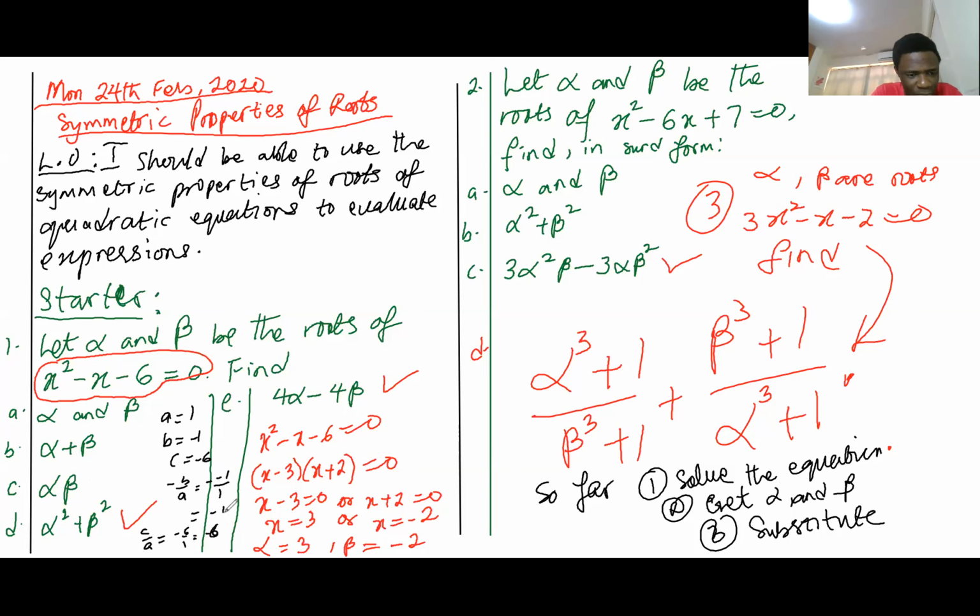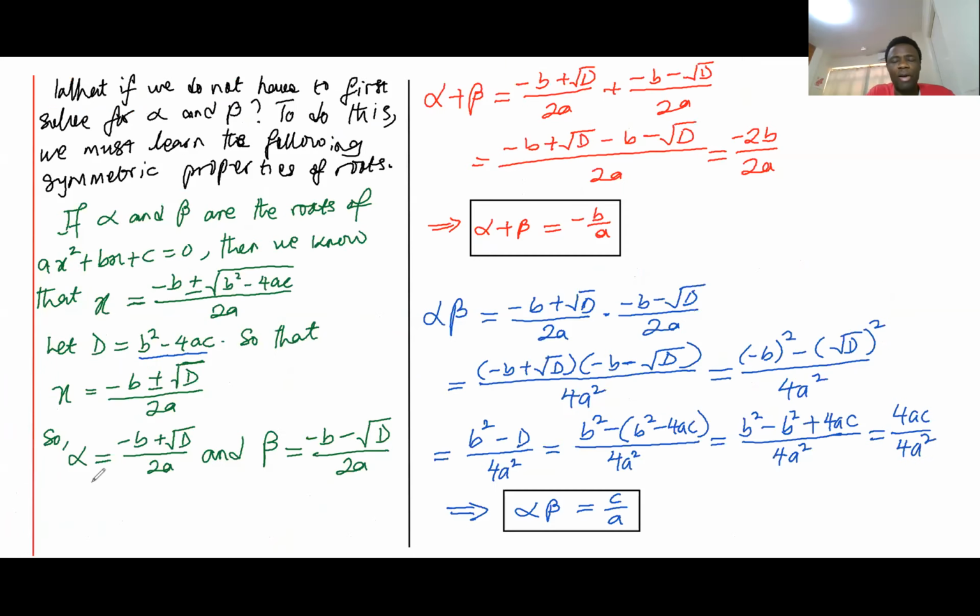Isn't b just -1? Yeah, for b, I got 1. Yeah, it's 1, not -1. Minus is plus. So you got +1 and -6. This is +1, this is -6, correct? Correct. Basically, without solving for alpha and beta, you can actually get alpha plus beta and alpha beta. That's the point we are trying to make. And the same thing happens in the quiz that I gave you last week.